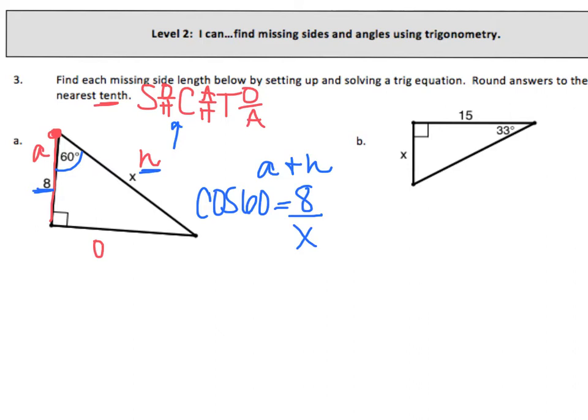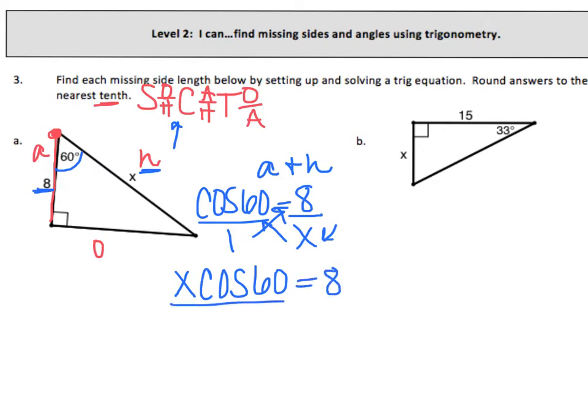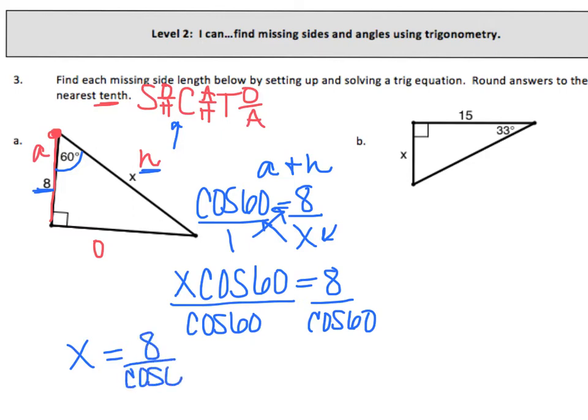Okay, and now what I'm going to do to solve this is put cosine 60 over 1 and cross multiply. When you cross multiply, always put the denominator, the x, in front of the cosine. So you're going to get x cosine 60 equals 8. And then we're going to divide both sides by cosine 60. So x is going to equal 8 over the cosine of 60. And here's what we're going to do. We're going to put this in our calculator.